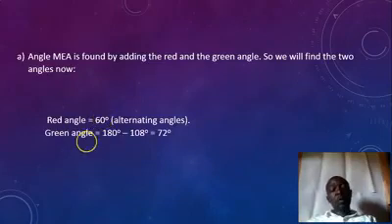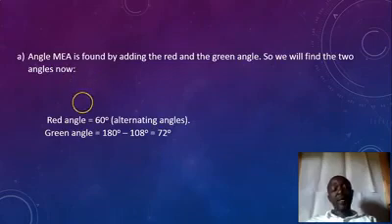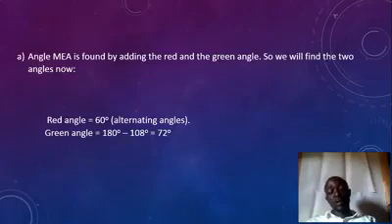The green angle is found by subtracting 108 degrees from 180 degrees, which will give us 72 degrees. And the reason is because the green angle and the angle labeled 108 degrees are lying on a straight line, and angles on a straight line always add up to 180 degrees. So we are subtracting 108 degrees from 180 to get 72 degrees.